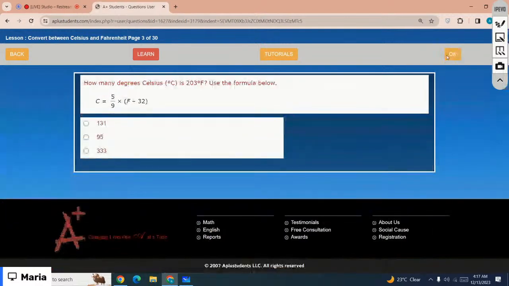Okay, now you have to convert. Use your notebook and pencil, convert and write the answer in the chat box. How to convert 203 degree Fahrenheit to degrees Celsius? Use the formula below. So which is the correct option?